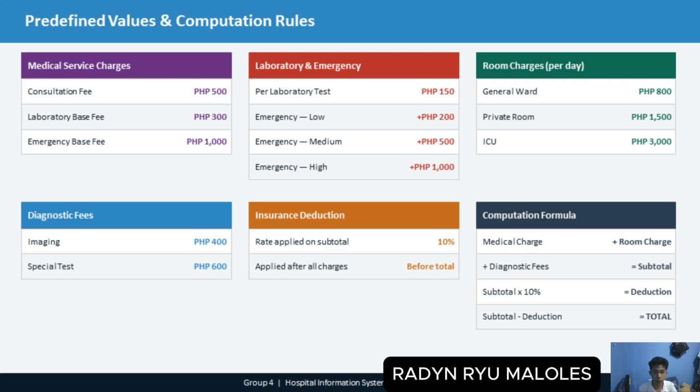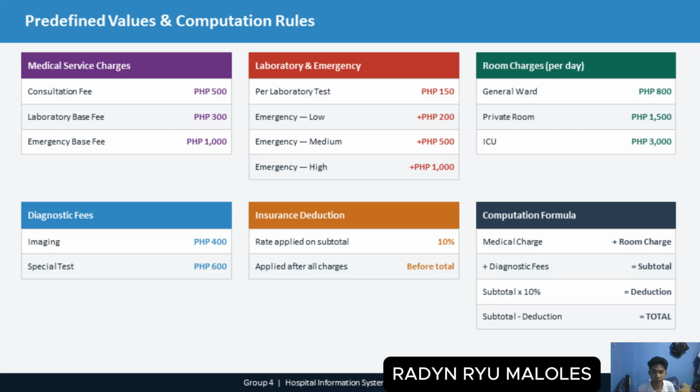Our system relies on a strict set of predefined computation rules for medical charges. A basic consultation fee is 500. Laboratory services start with a base fee of 300 pesos, adding 150 per specific test. Emergency services have a base fee of 1,000 with additional severity charges of 200 for low, 500 for medium, and 1,000 for high. If the patient is admitted, room charges apply: 800 for general ward, 1,500 for the private room, and 3K for the ICU. Additionally, diagnosis fees cost 400 for imaging and 600 for special tests.